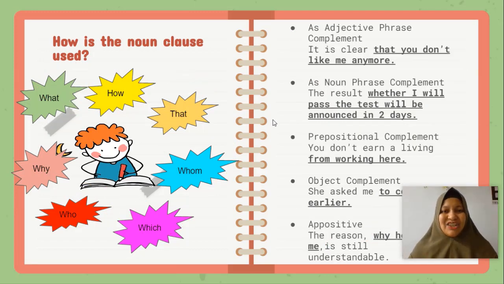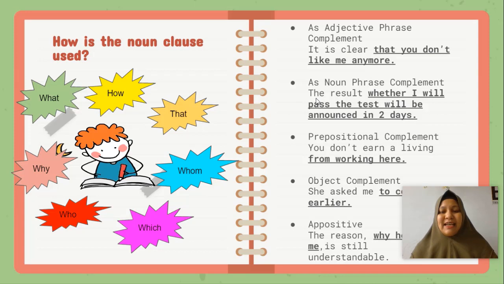Okay, now let's continue the use of noun clause. As adjective phrase complement. It is clear that you don't like me anymore. Why is this considered a noun clause as adjective phrase complement? Because the that clause here, or the noun clause here, explains the adjective clear.